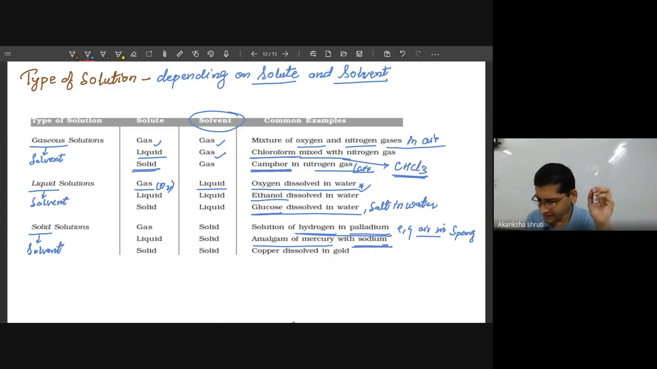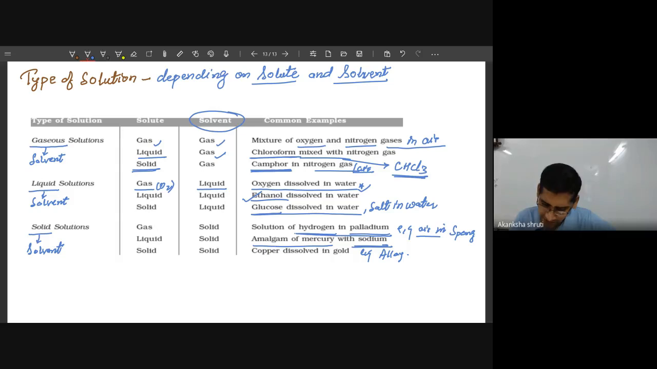Solid in solid, say the alloy that we have learned, that is for metal and metal, but it is also possible to take some non-metal with the metal and form a uniform solution. That is also possible. So alloy is also an example of this. Okay, so these are the various examples that you have to keep in mind. Students, some common examples you must keep in mind.